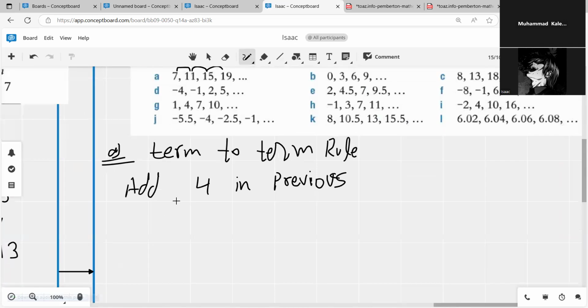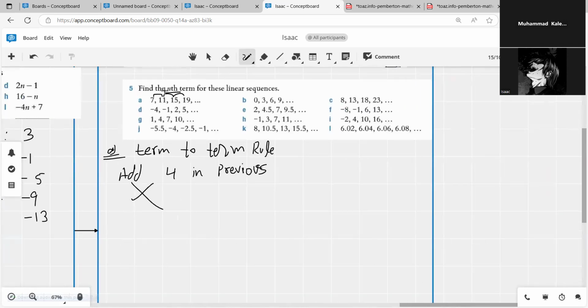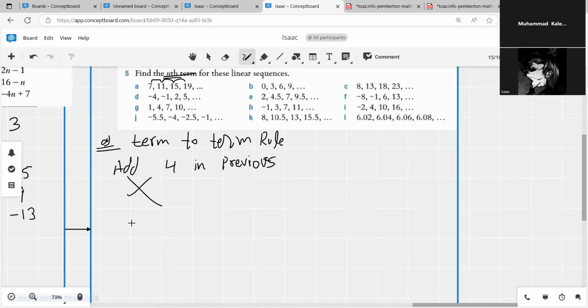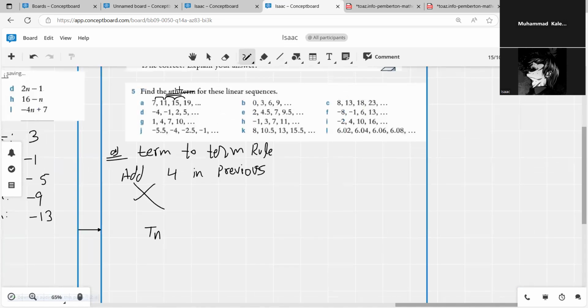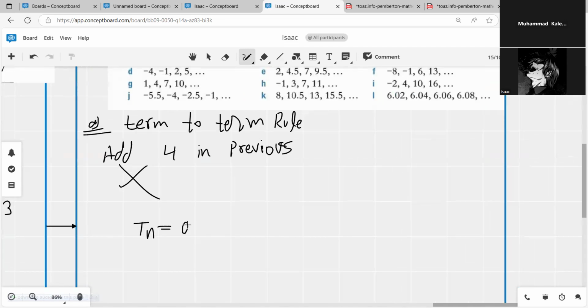It's easy. But this is not the required thing. What's required? Nth term means I will just replace n in it and I will get that term. If I want to calculate the 10th term, I just replace n with 10 in the rule. How can we find it out? It's very easy. You just have to memorize the formula. Tn, representing the nth term, is always equal to a plus d into n minus 1.